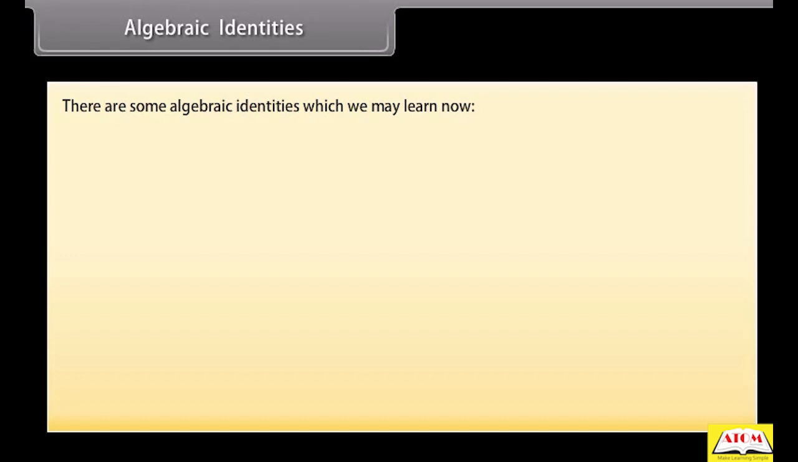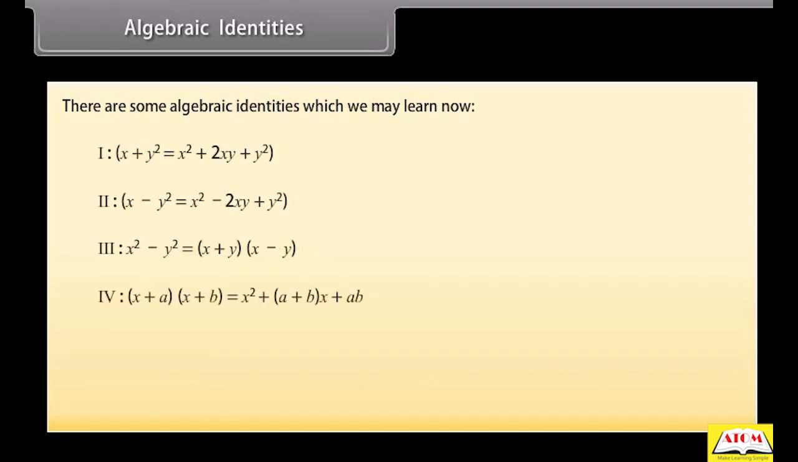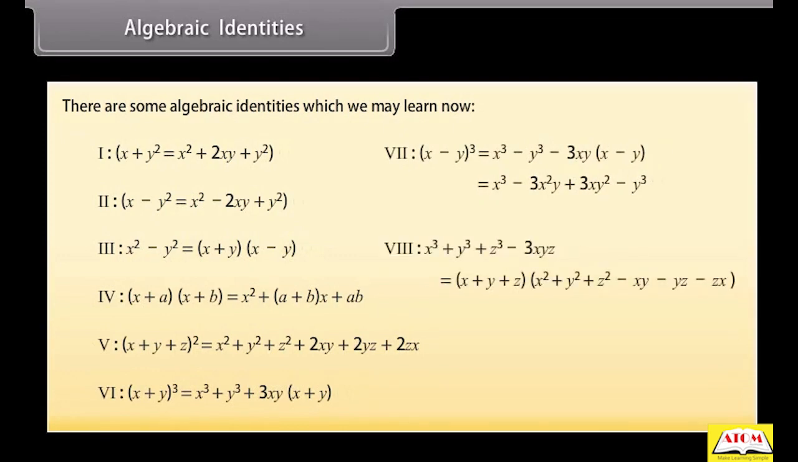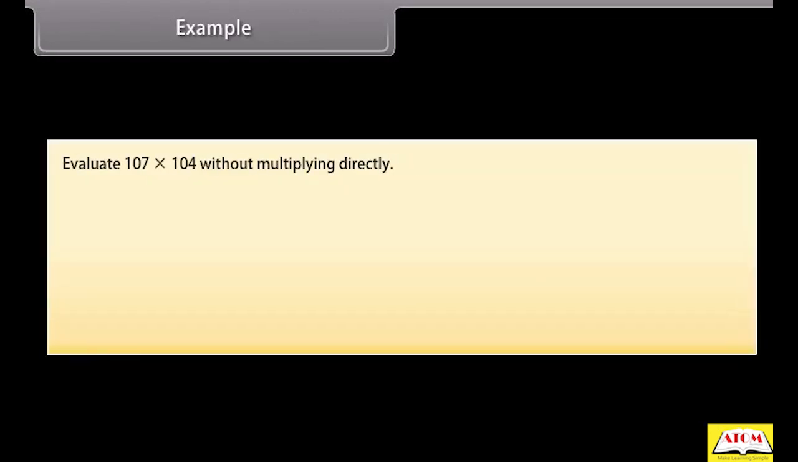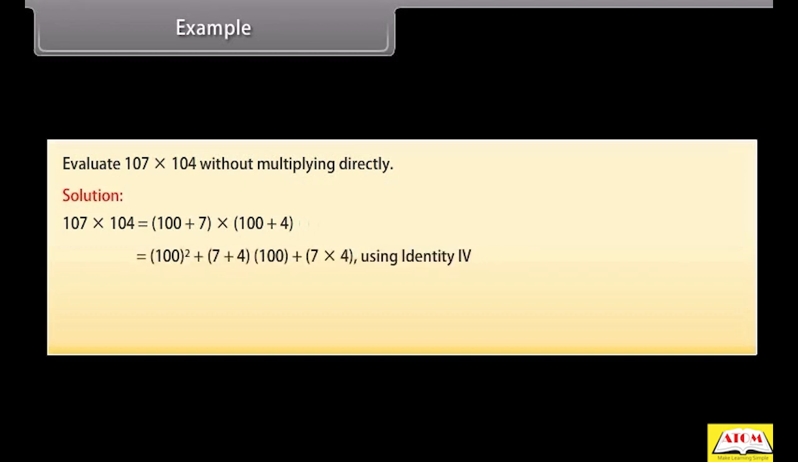Algebraic identities. There are some algebraic identities which we may learn now. Example. Evaluate 107 × 104 without multiplying directly. Solution. 107 × 104 = (100 + 7)(100 + 4) = 100^2 + (7 + 4) × 100 + 7 × 4 using identity 4, which equals 10,000 + 1,100 + 28, which is equal to 11,128.